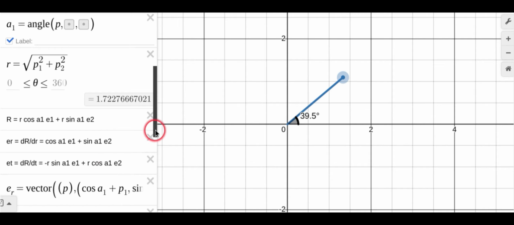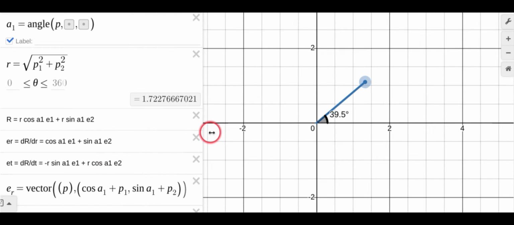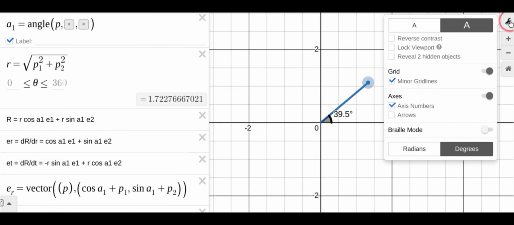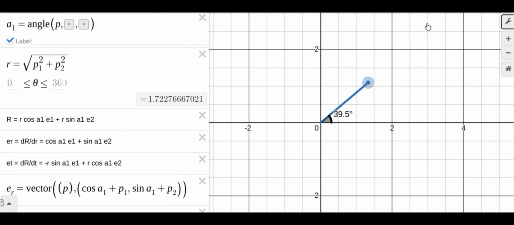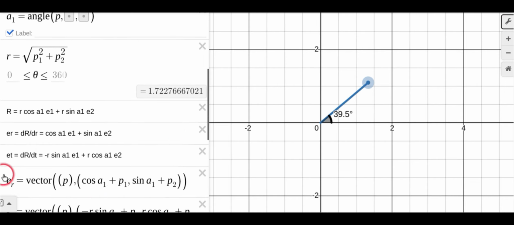All right. Now, let's move this out so we can see it. Yeah, that's all right. All right, so we want to put that in vector form in Desmos. So we say the ER basis vector. Now this is the covariant basis vector in polar coordinates, right?